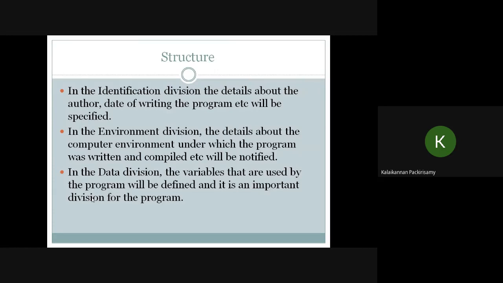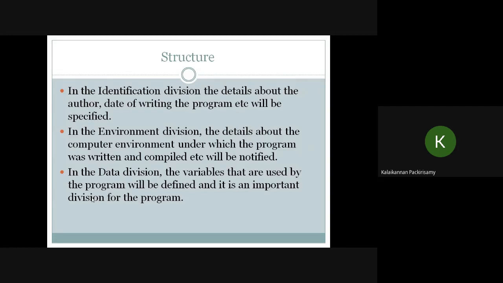And the next one is the data division. In any program that you're going to do, we need some data to process. Without data, we won't be able to process anything. So what are the various data that you're going to use? All those data names will be mentioned under this data division. So this is very, very important. The identification division is mandatory and the data division is mandatory. The environment division is optional; we could use it, else we could ignore it.